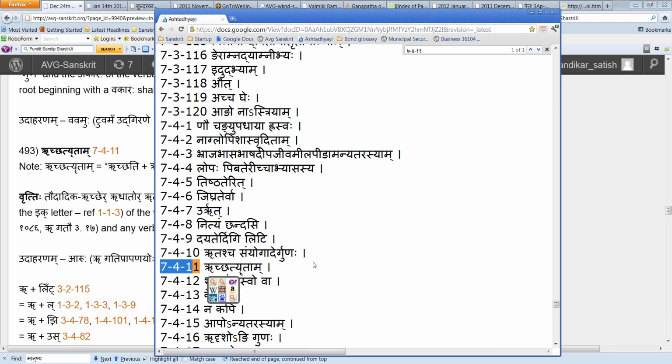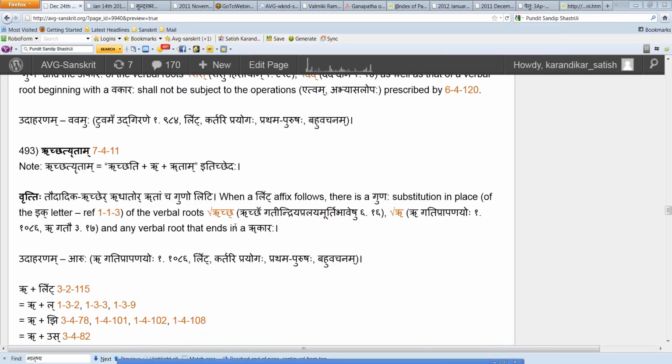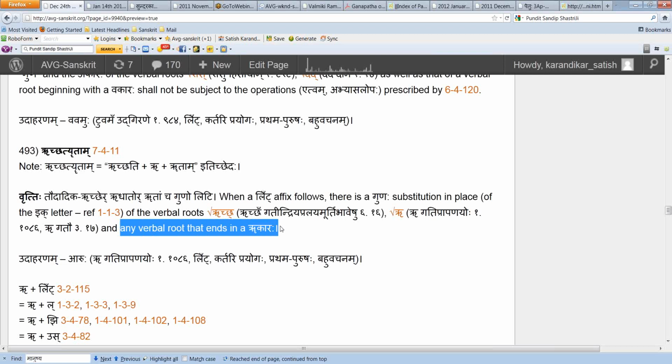What it says is that this dhatu rich from Tudadiganaha and dhatu ru from the Bhavadiganaha and the Jyotyaadiganaha, these two, and any verbal root ending in a dirgha rukaraha, what will they do? They'll take a guna adeshaha in place of the ik letter when lit follows. It doesn't matter whether the pratyaya is kit or not kit, whatever it is. These dhatus take the guna adeshaha.